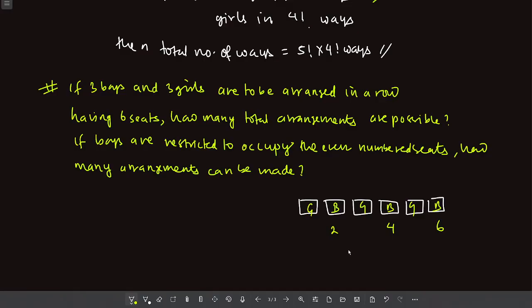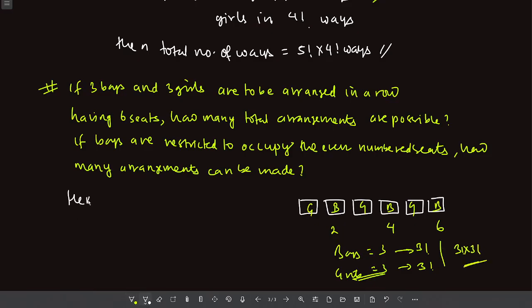How many specific places for boys? 3. And girls? 3. If so, then in how many ways these boys can be arranged? 3 factorial. And girls can be arranged in 3 factorial again. Total number of the ways will be 3 factorial times 3 factorial. So this is our answer.